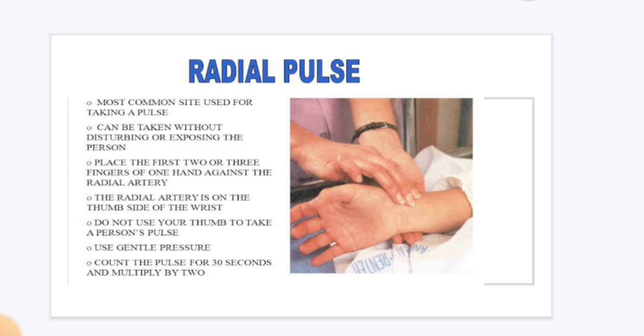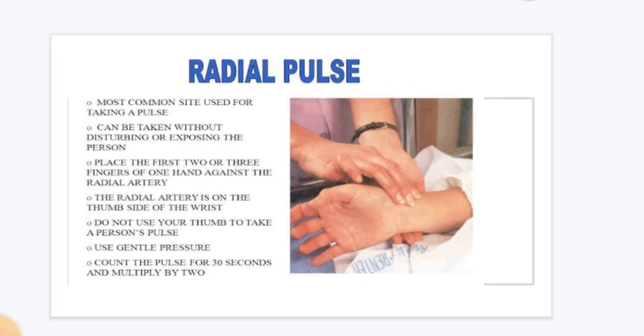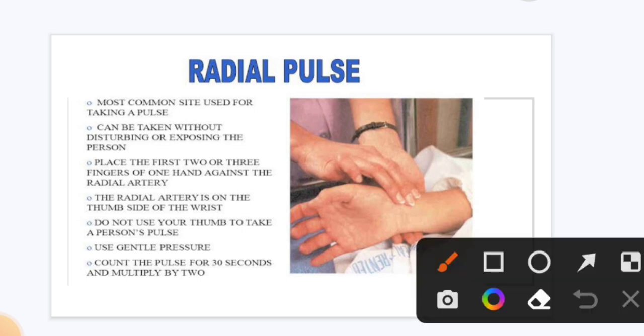Place the first 2 or 3 fingers of one hand against the radial artery. The first 2 fingers, index or middle finger, or otherwise 3 fingers, gently pressing the radial artery. The radial artery is on the thumb side of the wrist. Do not use your thumb to take a person's pulse. The thumb is not used; it is placed under the wrist, as shown in the diagram.